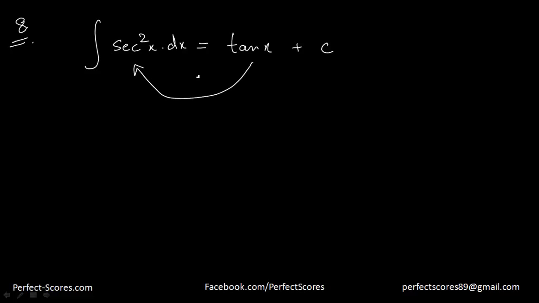The seventh one that I want to discuss is the integration of cosine of x dx, which is very easy. That is simply equal to sine of x plus c, because the differentiation of sine of x is equal to cosine of x, and the other way around is the integration. That's number 7. Number 8 is the integration of secant square x dx. That is going to be equal to tangent x plus c. Again, if you watch the differentiation videos, you'll understand that the differentiation of tangent x is equal to secant square x. So the integration would be the other way around.